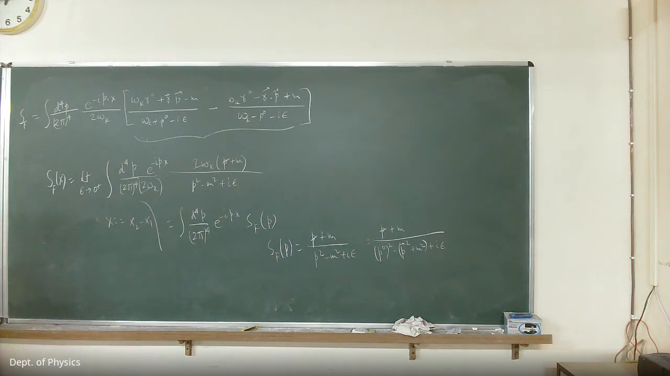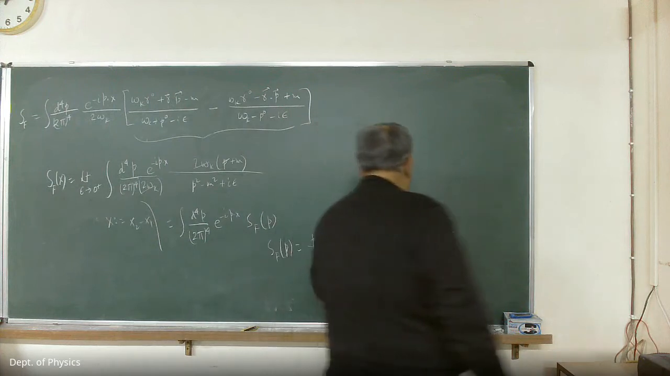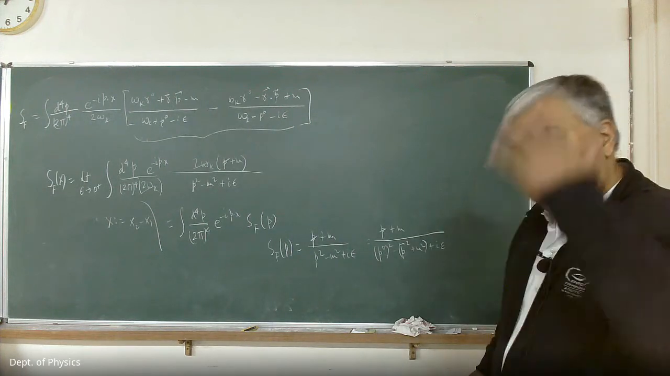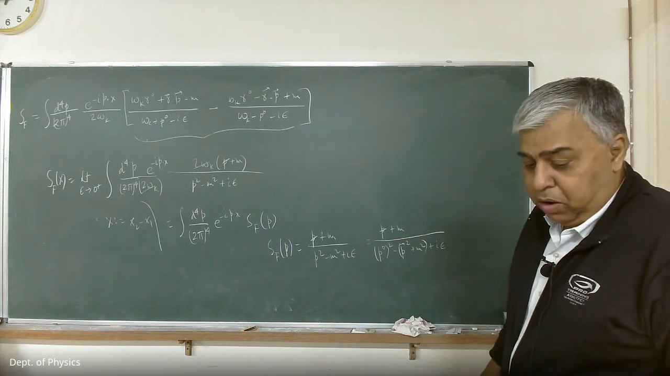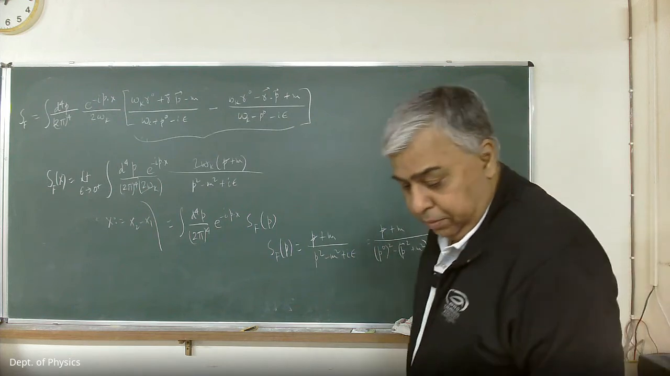So here, what you can do is say that I make p naught a complex variable and consider the complex integration over p naught, and write it this way.